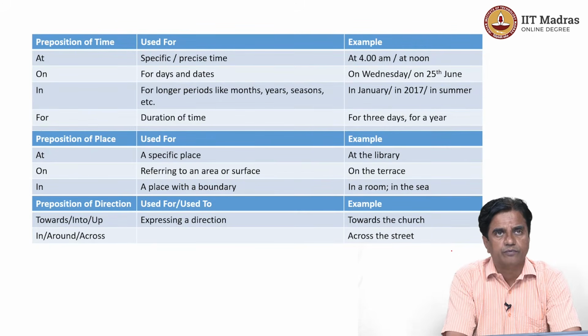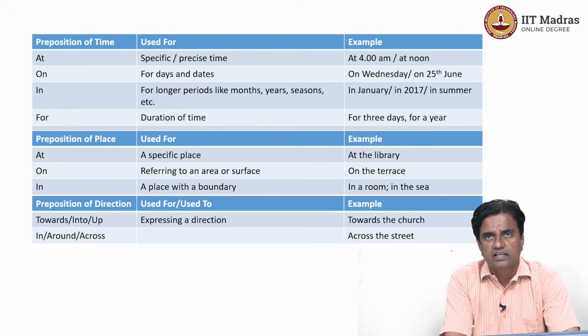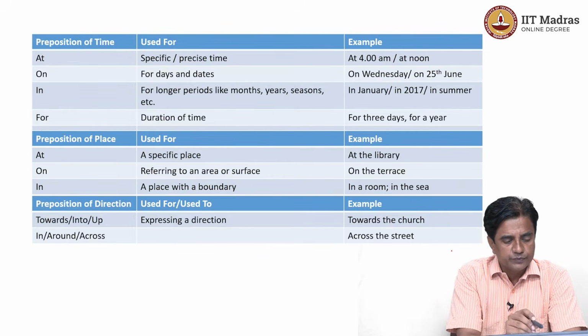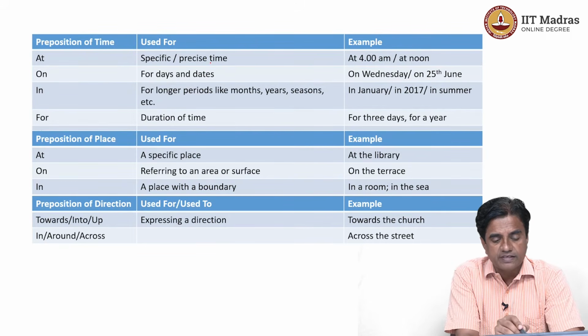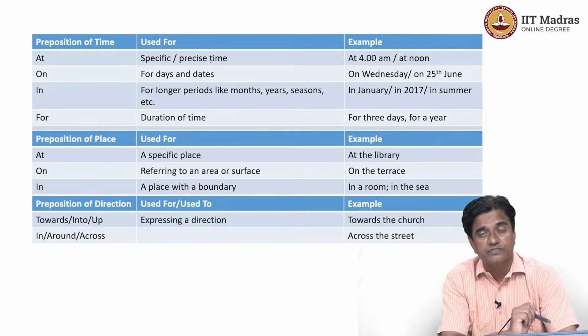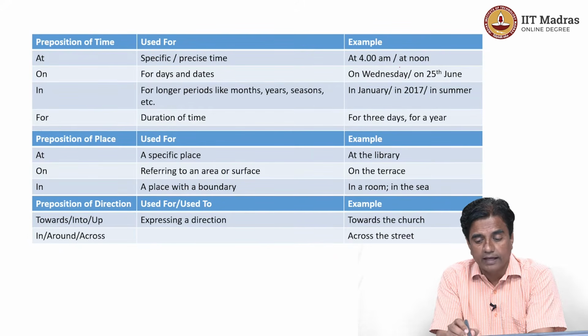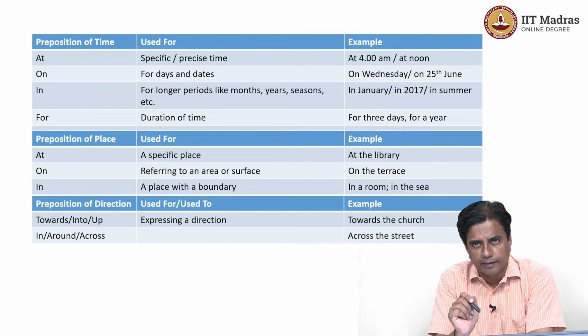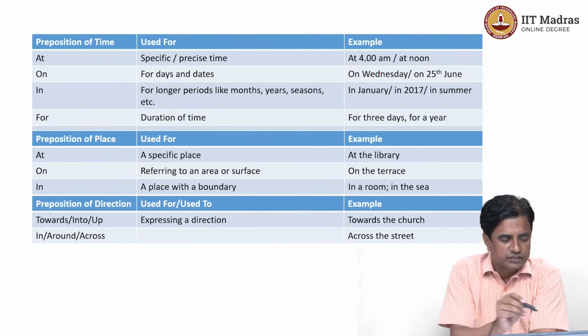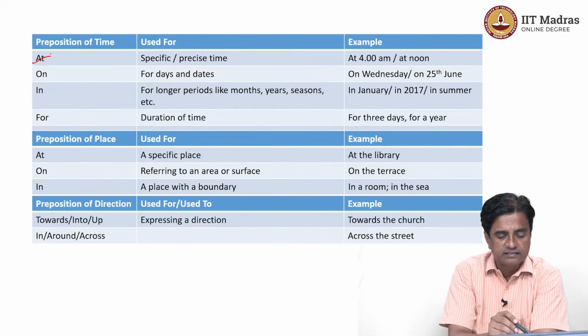We start with the basic ones: at, on, in, and for. So "at" is used for a specific or precise time. So if somebody gives you an appointment, 4 a.m. or noon or 4 p.m., we are picking up a.m. here in particular because if somebody talks about 4 a.m., this must be a very specific thing. So we need to use "at" with that.